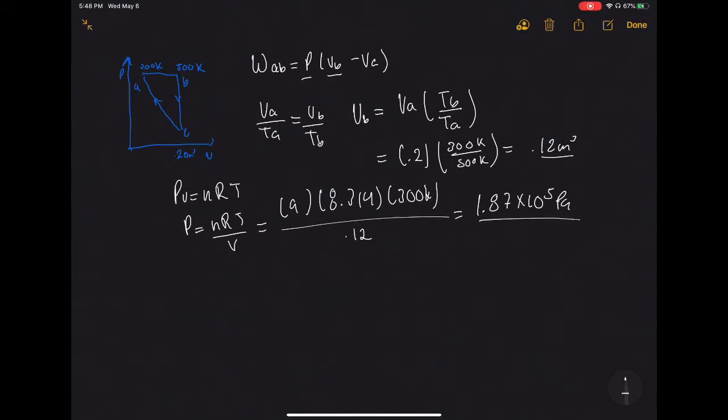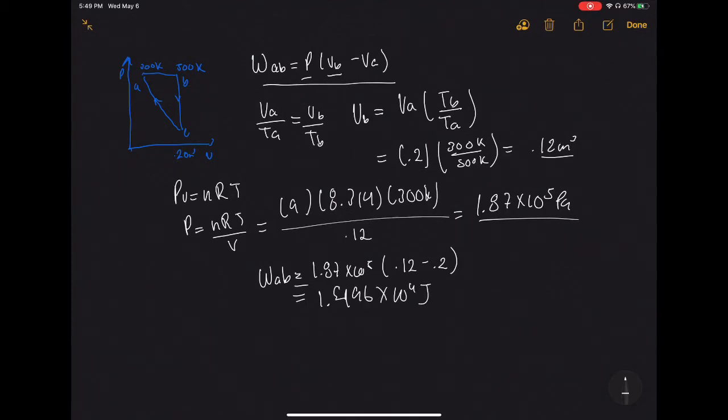So now I'm going to plug the numbers that I just got into this formula right here. Work of A and B is equal to the pressure, 1.87 times 10 to the 5, times the volume of B, 0.12, minus the volume of A, which is 0.2. So now that's going to be 1.496 times 10 to the 4 joules. So that's the work from A to B.